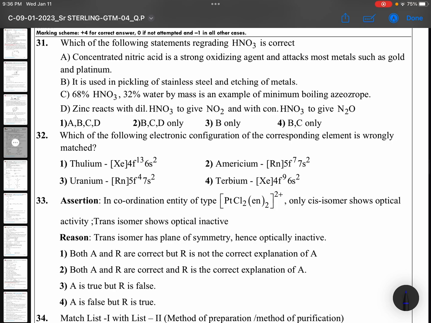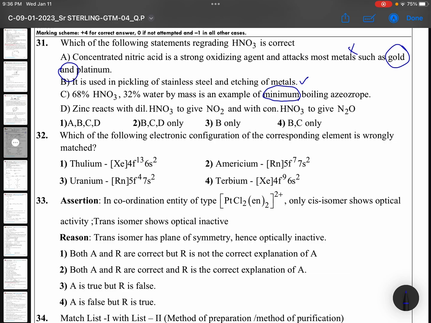See, which of the following statements regarding HNO3 is correct? Concentrated nitric acid is a strong oxidizing agent and attacks most metals such as gold and platinum. No, except this. So this is a wrong statement. It is used in pickling of stainless steel and etching of metals. 68% HNO3 and 32% water by mass is an example of maximum boiling azeotrope. It is not minimum.